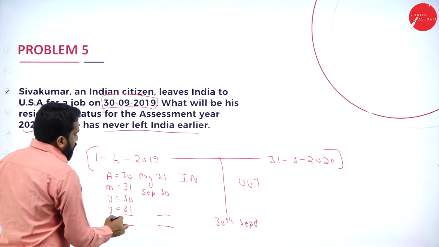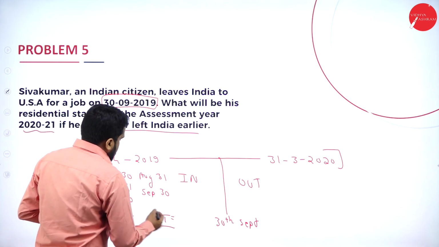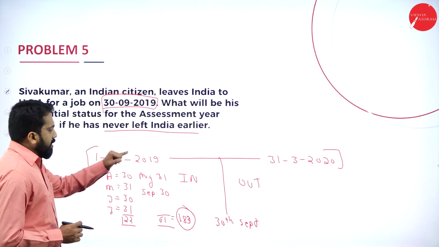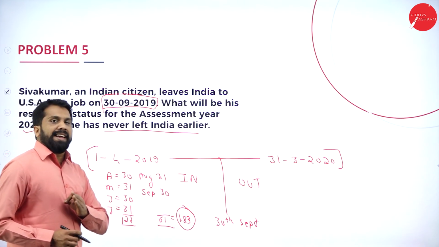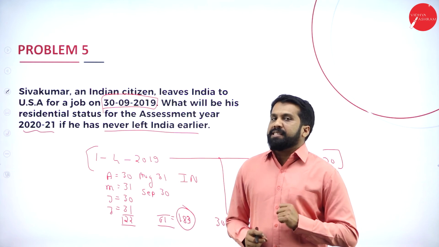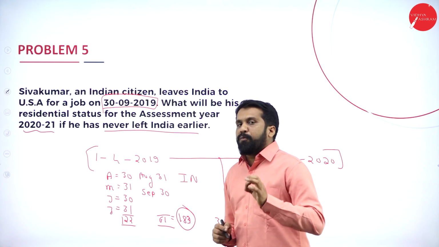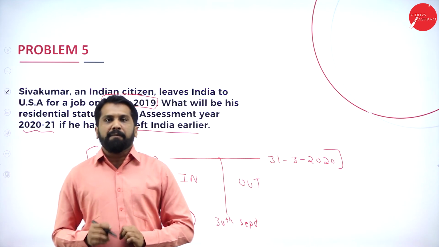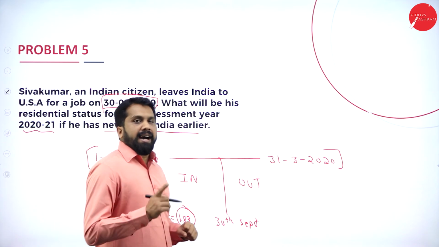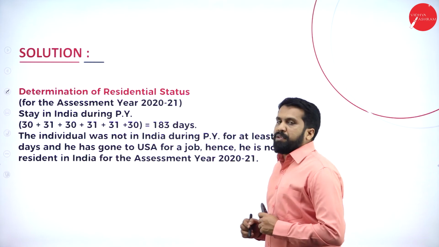So in total it will be 122 plus 61, so it will come to around 183. So the total is 183 days. What is your basic condition? As per the basic condition, he must be in India for how many days? 183 days. Now, as per this, we'll check whether he is a resident or non-resident. So this will be your answer.